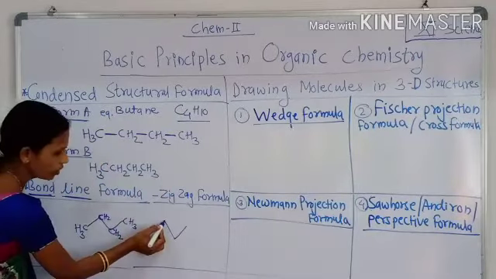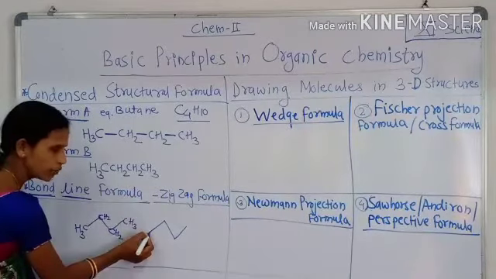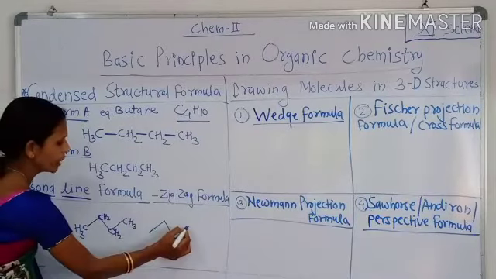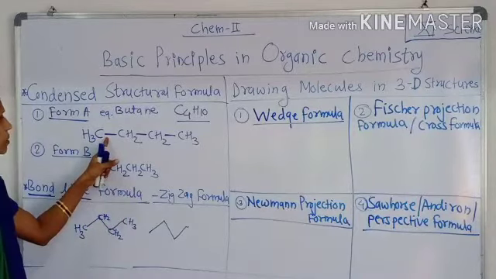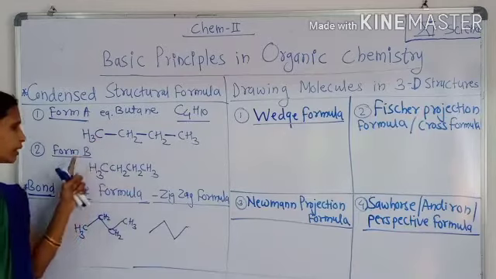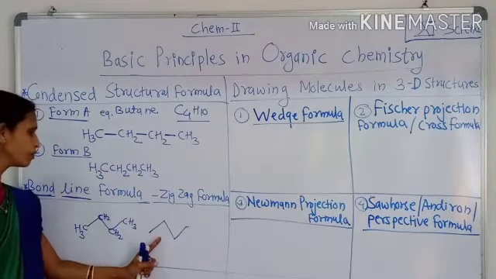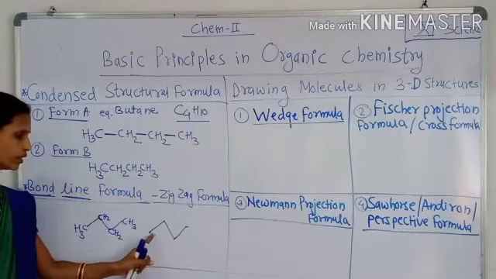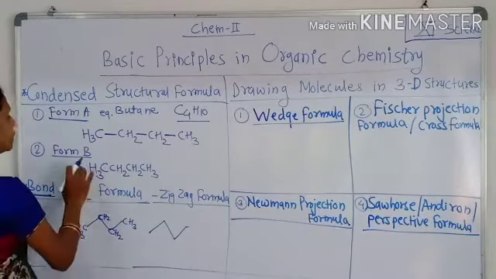The corner indicates a carbon, and also the terminal end is a methyl group at the terminal of the bond line. See here, that is the condensed structural formula in form A for butane. In form B it is written like this, and in zigzag form or bond line form the structure of butane is like this. Then we can take a few more examples.